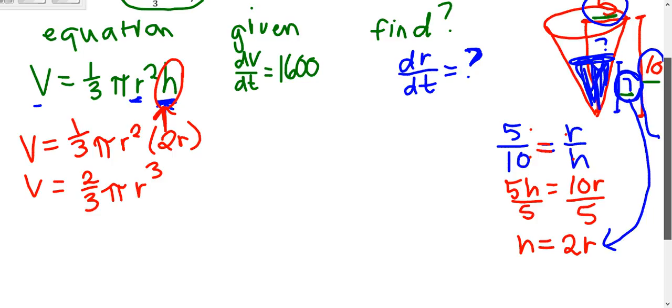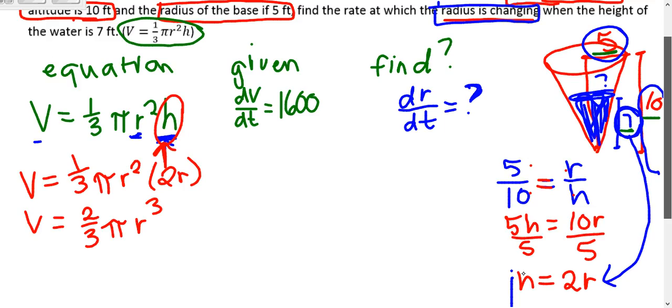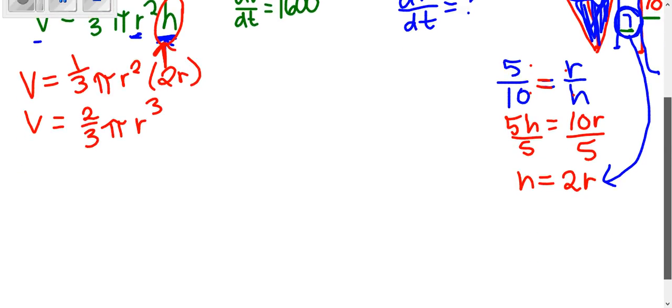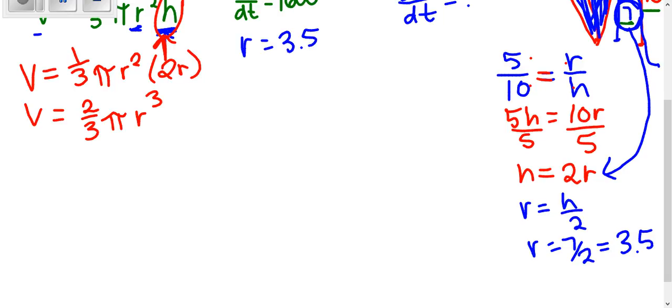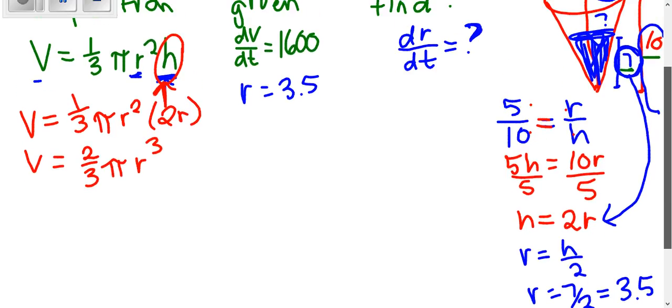Well, we can use our relation right down here to get that. If h is 2r, then r is h over 2, so r is 7/2, or if you like, 3.5. You can use either one of those in your calculations. So our r is 3.5. From here, we can take our derivative and plug everything in.